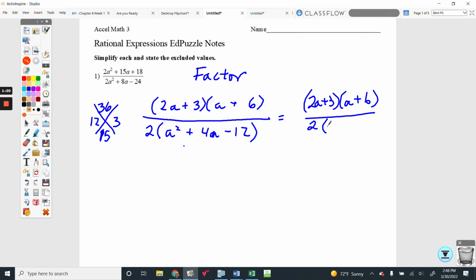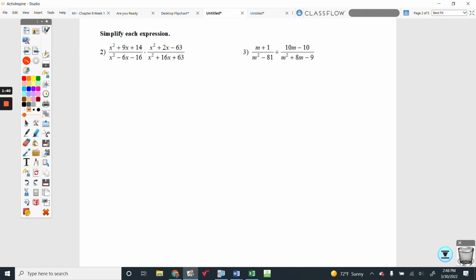I have 2 sitting here. I have a plus 6 and a minus 2. Two numbers that multiply to make negative 12, but add to make 4. And I'm left with 2a plus 3 over 2 parentheses a minus 2. And that is my final answer. No big deal. Then we have these two. Go ahead and factor everything on number 2, and we'll be back in just a second.